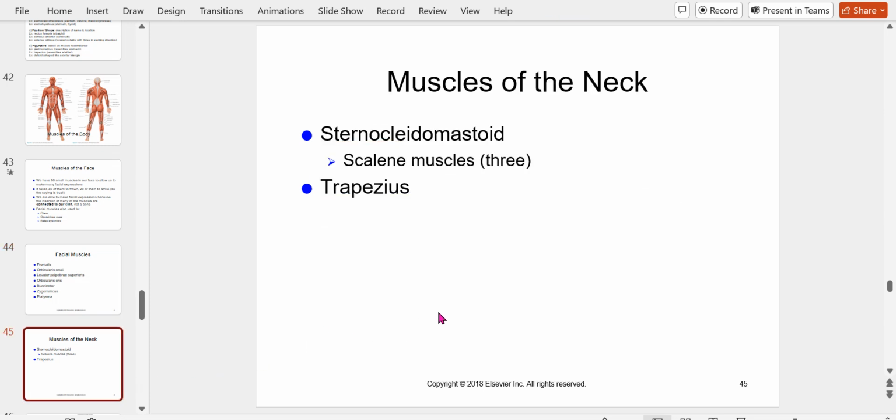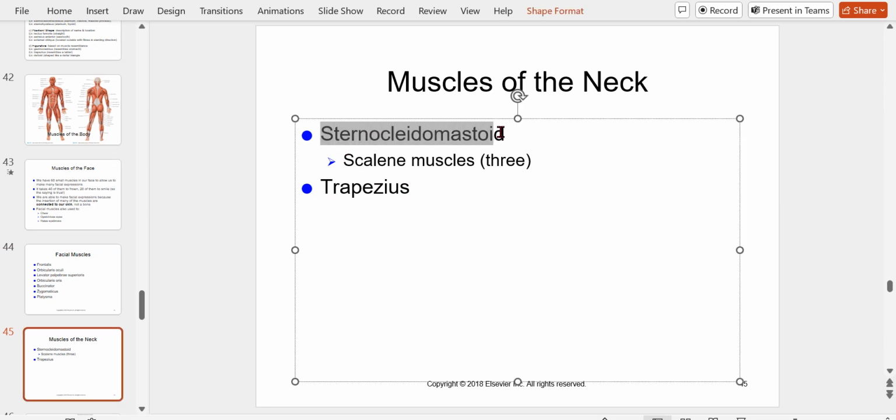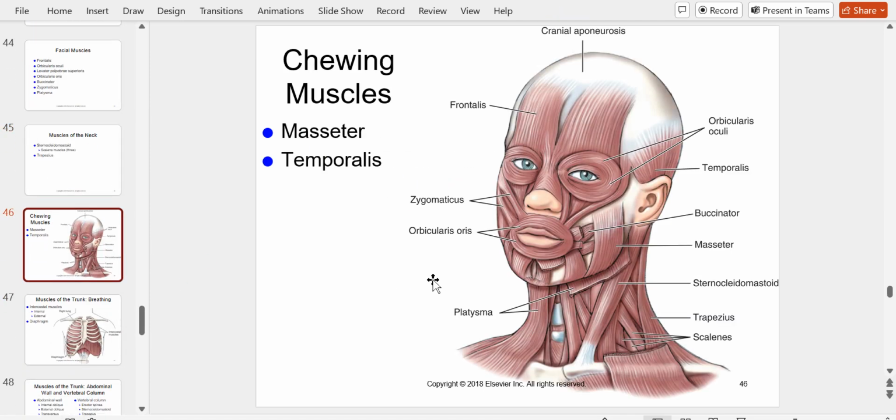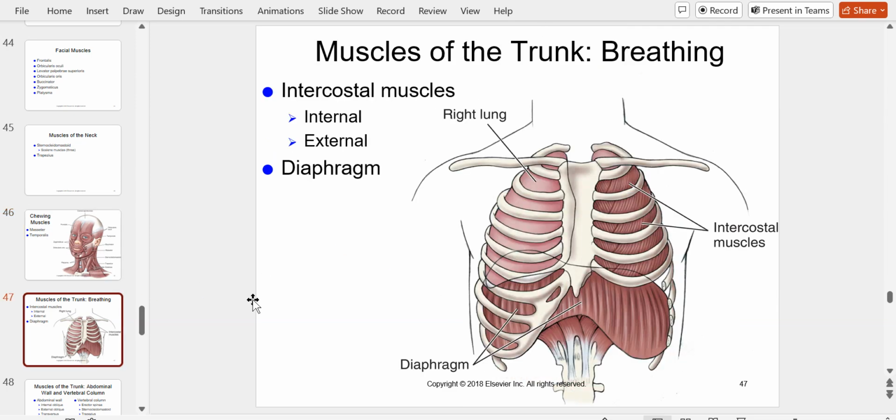Let's have a look, shall we? Sternocleidomastoid there. Scalene muscles, there are 3. Trapezius, these are muscles in the neck. Let's have a look. There's your orbicularis oris, orbicularis oculi. There's your buccinator. Buccal means cheek. You can have a look here. They're all beautiful muscles.